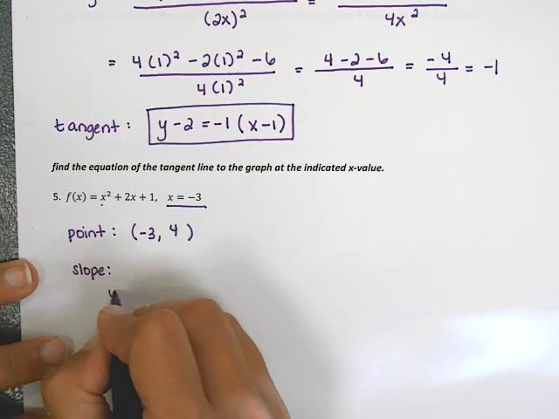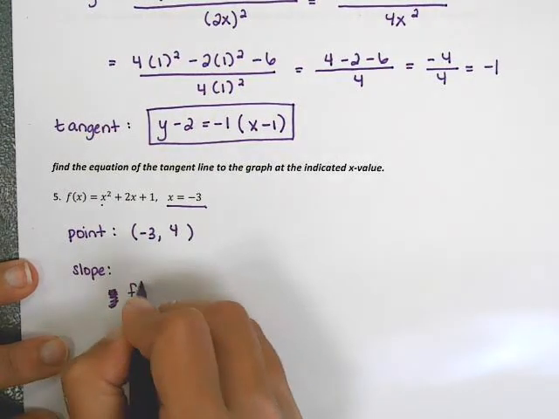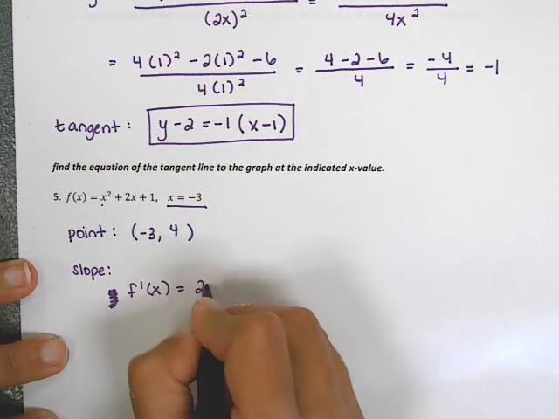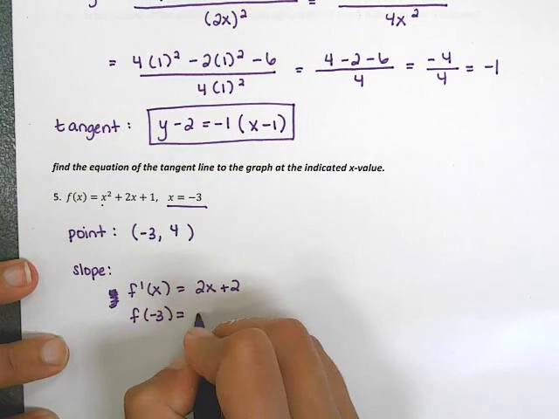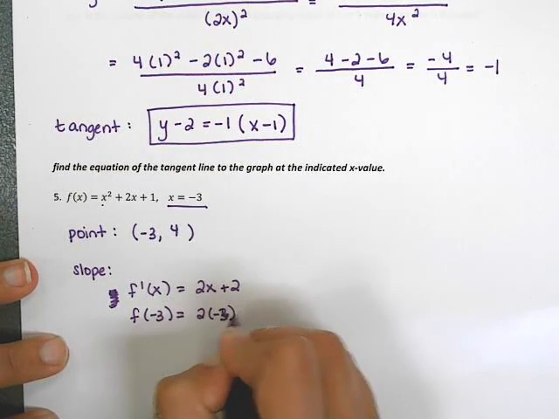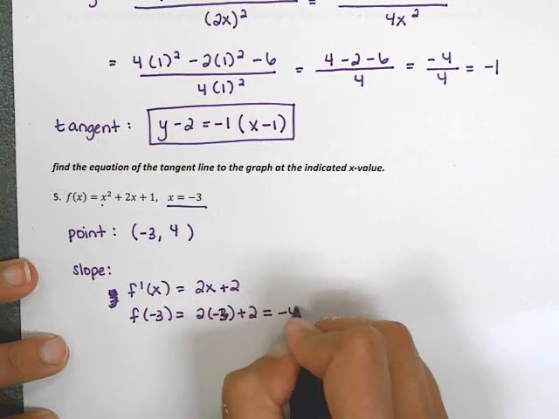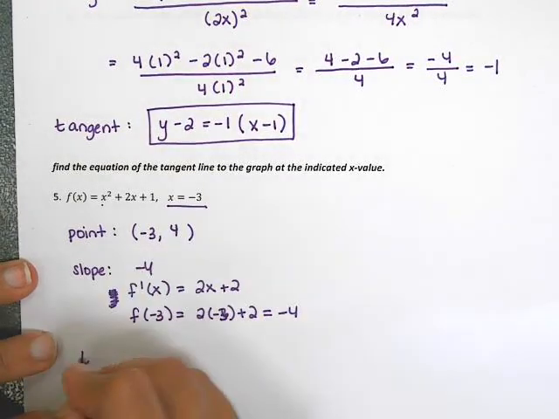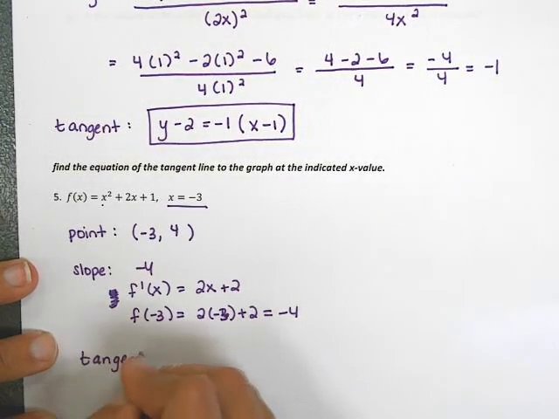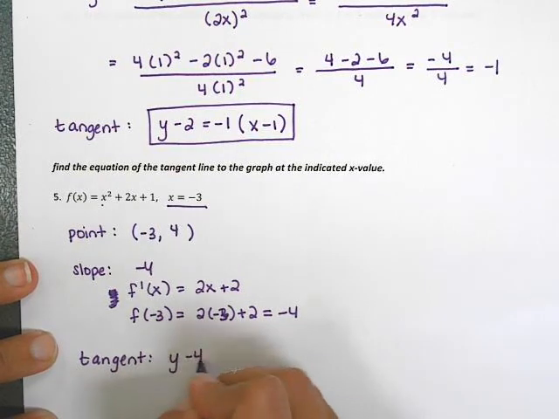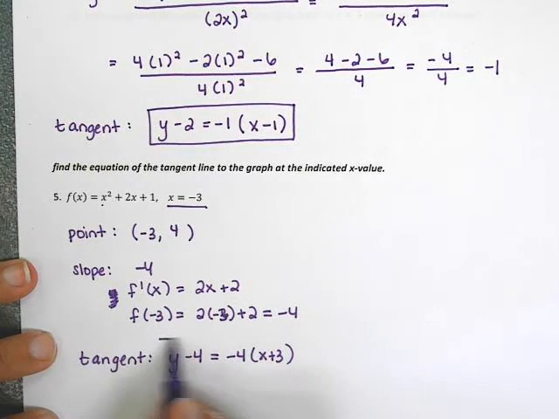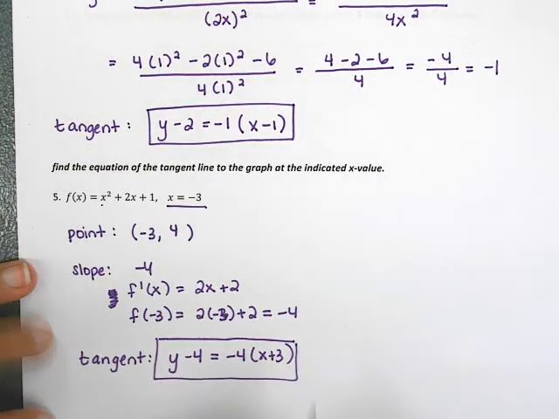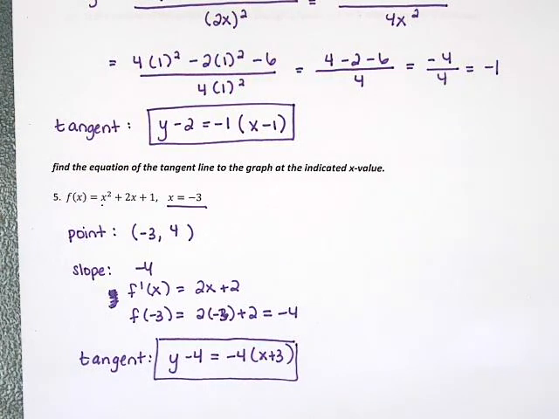Now I need the derivative, so f prime of x, which is 2x plus 2, and I can take my negative 3 and plug it in there, which is negative 6 plus 2, which is negative 4, which means my tangent line would be y minus 4 equals negative 4 times (x plus 3). The only difference is that we didn't know the y here, so don't forget that to get the y, you use the original function.